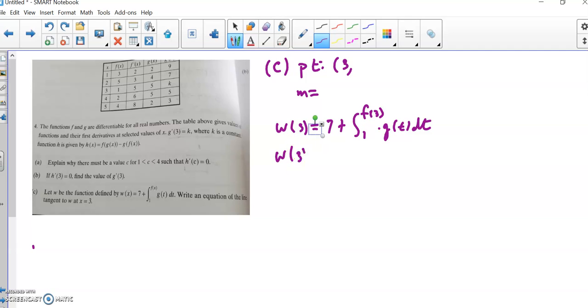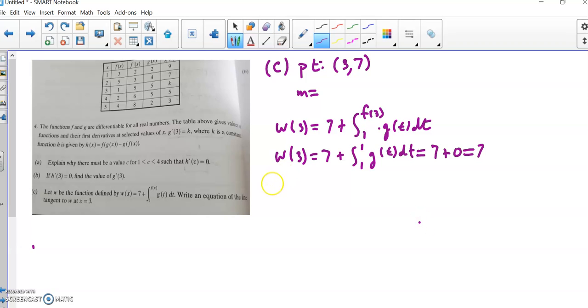So W of 3 equals 7 plus the integral from 1 to, oh golly, f at 3 again is 1, of g of t dt. And since the upper and lower limits of integration match, I know that's 0. So it'll just be 7 plus 0, which is 7. So I now know the point that's on my tangent line. It's 3, 7. Now I've got to find the slope, right?